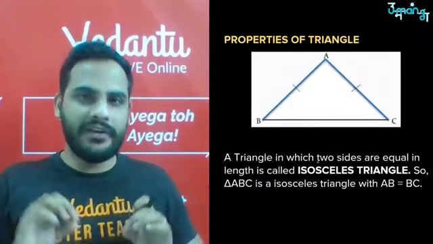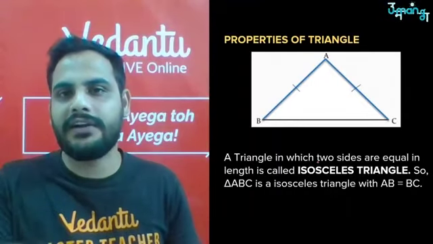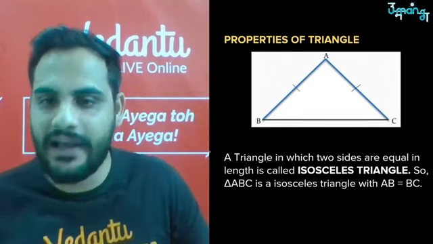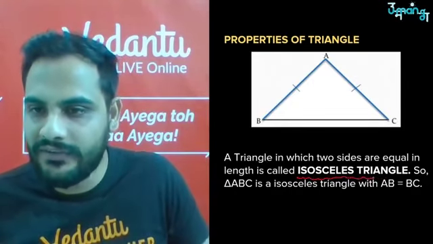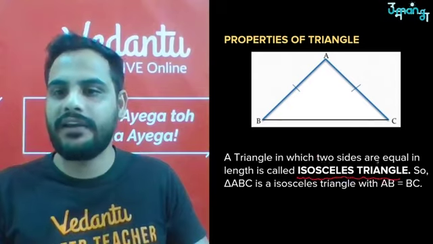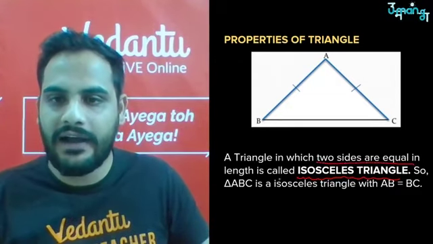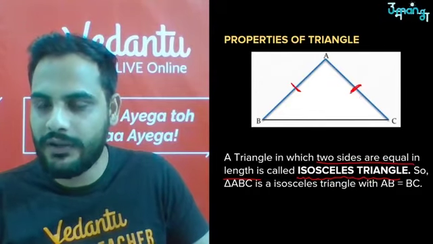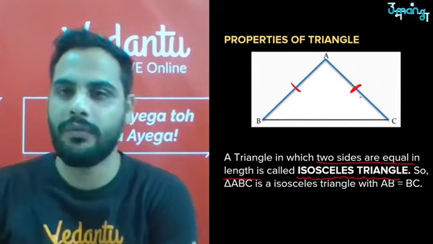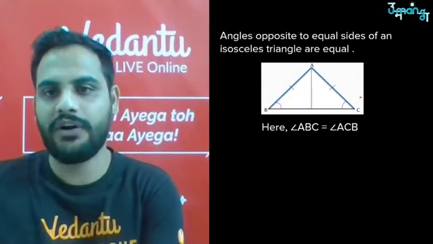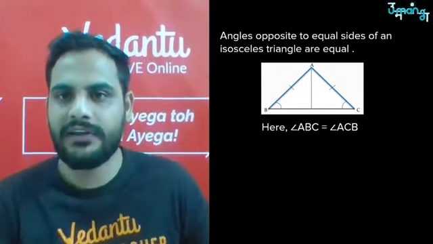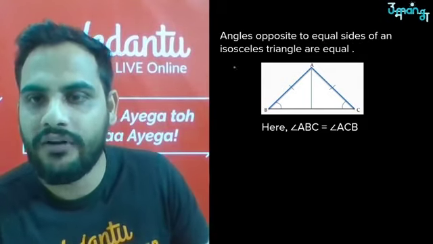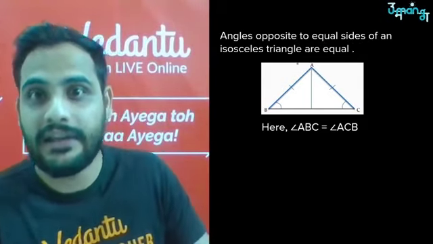Now, using these criteria, let us understand some properties of triangles. So we will be learning about the isosceles triangle. You know what is an isosceles triangle? An isosceles triangle is a triangle in which two sides are equal in length. So here I have given that AB is equal to AC. So what happens with this? The first property is: angles opposite to equal sides of an isosceles triangle are equal.